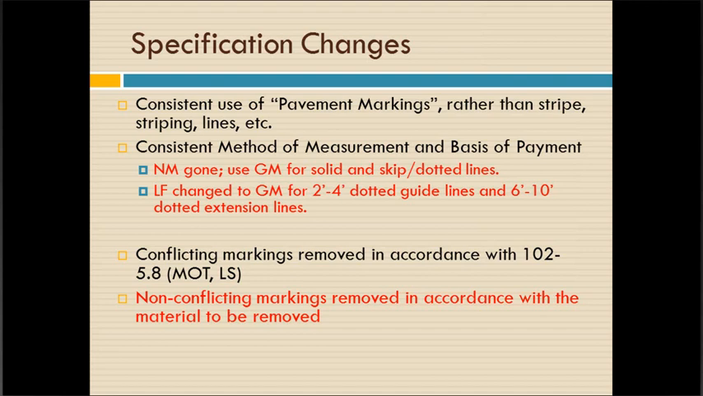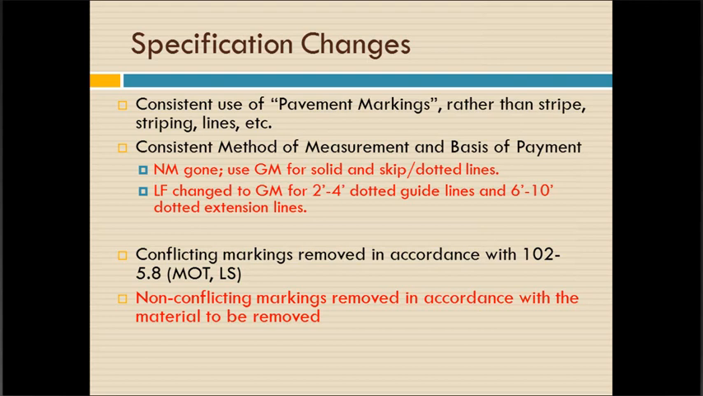We've mentioned here the consistent method of measurement. The net mile unit is gone, and we now use the gross mile for both the solid and the skip or dotted lines. When we started looking at the change for that net mile versus gross mile, we went back to the dictionary definition, and really what we do show in the plans are the station-to-station lengths, which was better described by the term gross mile.